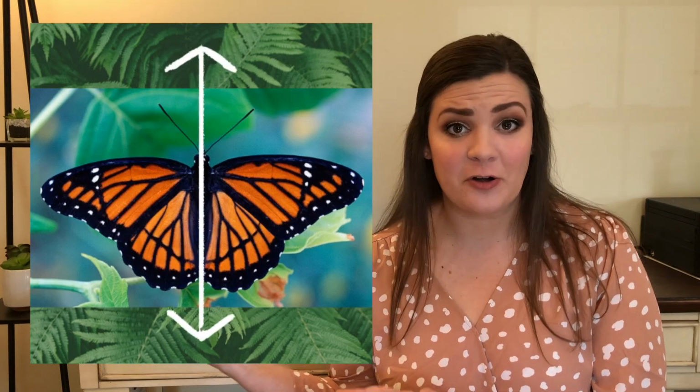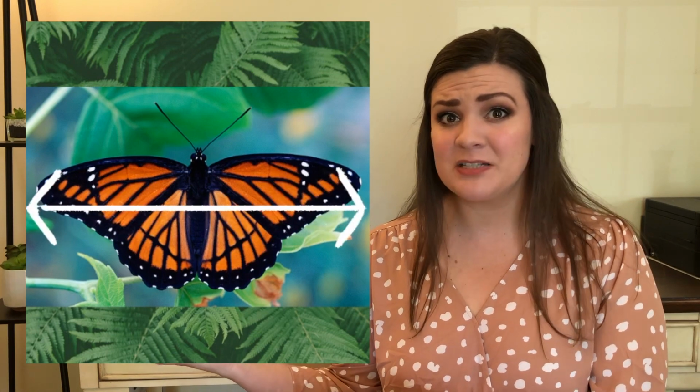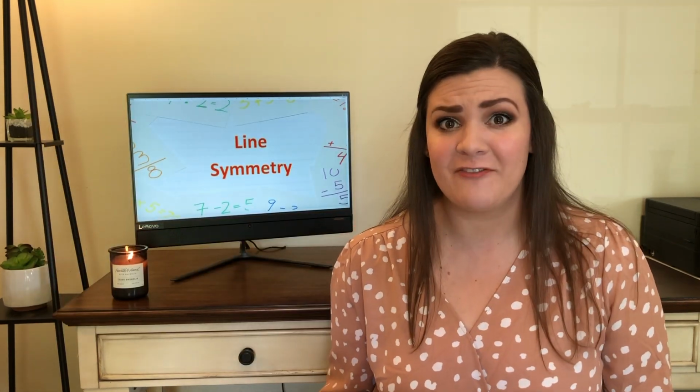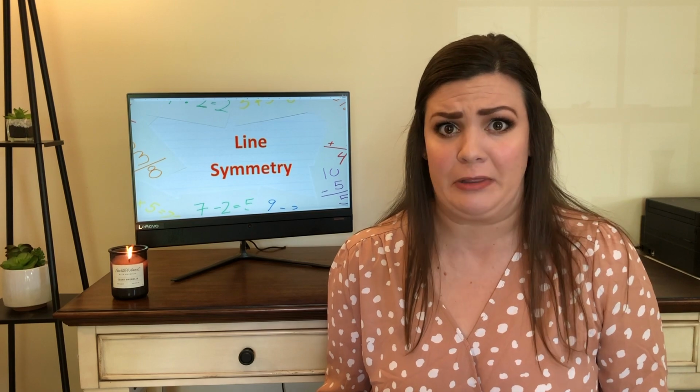For example, if we draw a line down the middle of this butterfly from top to bottom, then it has line symmetry. Can you see how both sides look exactly the same? But if I were to draw a line from side to side through the middle of this butterfly, the top does not look like the bottom, so this is not a line of symmetry. It would be a pretty scary looking butterfly if it had antennas and eyes coming out both ends.